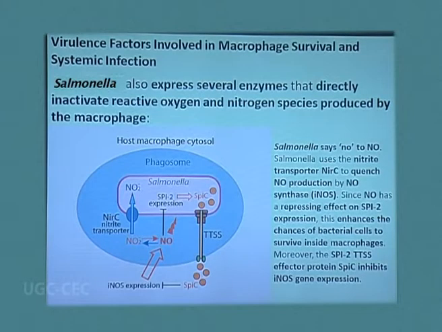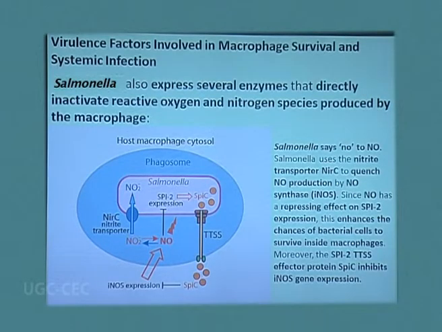Sir, how does Salmonella inside the phagosome survive the reactive nitrogen and oxygen species? Well, Salmonella itself expresses several enzymes that can directly interact and inactivate these highly reactive oxygen and nitrogen species. For example, one of the strongest reactive nitrogen species that is active against engulfed bacteria within the macrophage is nitric oxide, or NO.